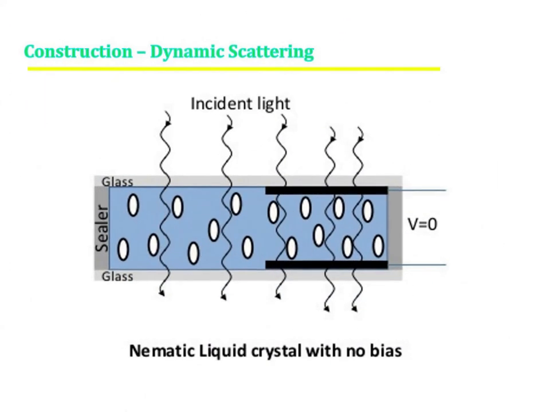Now we will discuss the basic construction of a liquid crystal display under the dynamic scattering type. What you see on the screen is a raw liquid crystal display without any biasing given. In this, a thin layer of liquid crystal of thickness 10 to 20 micrometers is encapsulated between two glass sheets. We have sandwiched it between the two glass sheets.